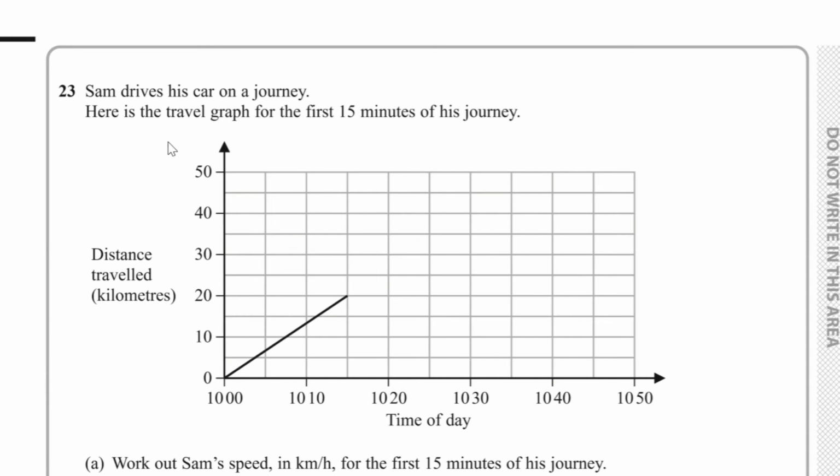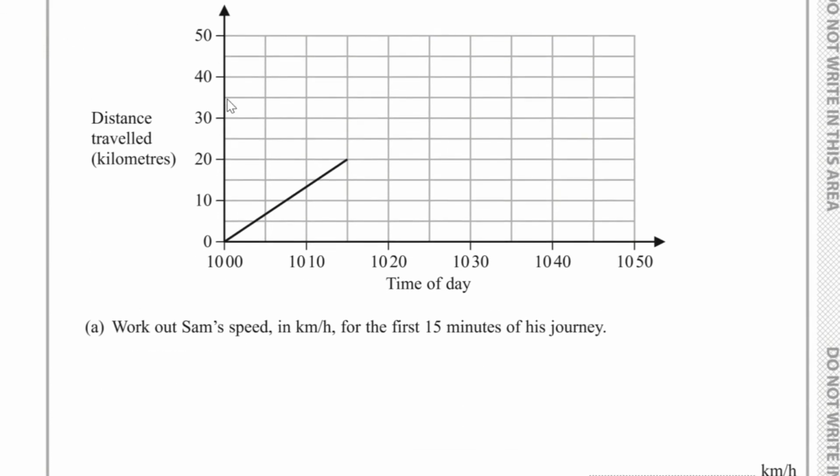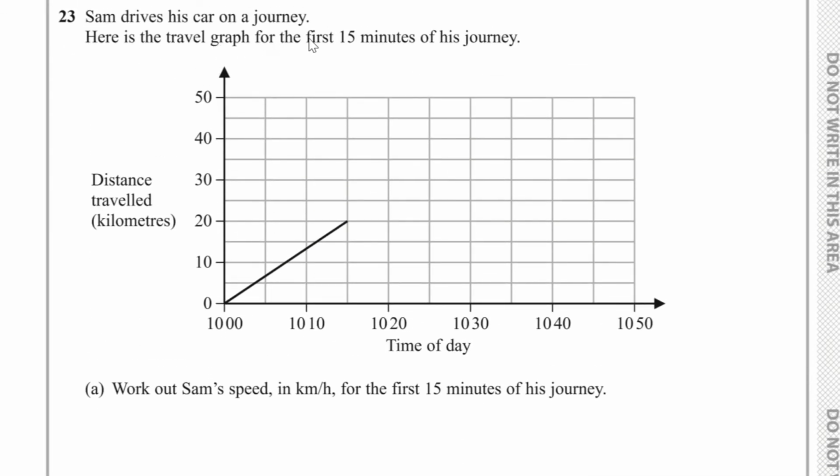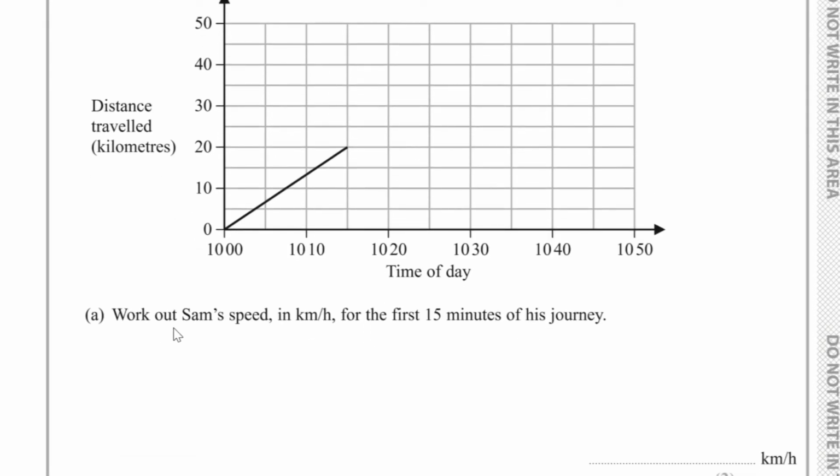Question 23. Sam drives his car on a journey. Here is the travel graph for the first 15 minutes of his journey. We've got the distance travelled in kilometres and the time of day. For part A, we have to work out Sam's speed in kilometres per hour for the first 15 minutes of his journey. Well, here, from 10 o'clock to 10:15, we've got the first 15 minutes.